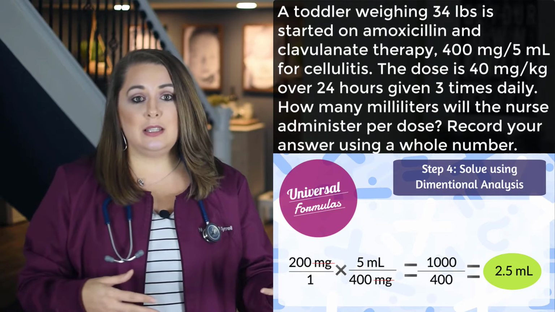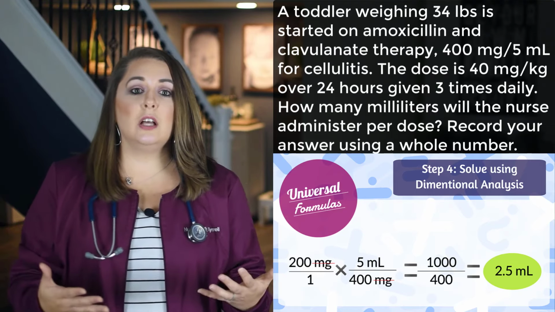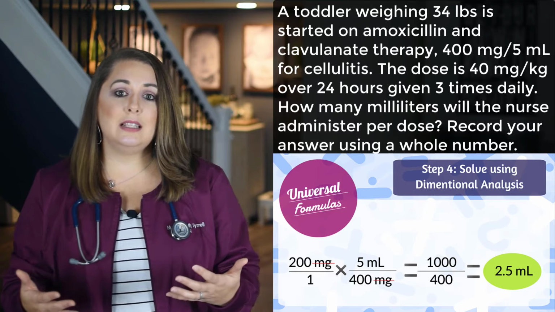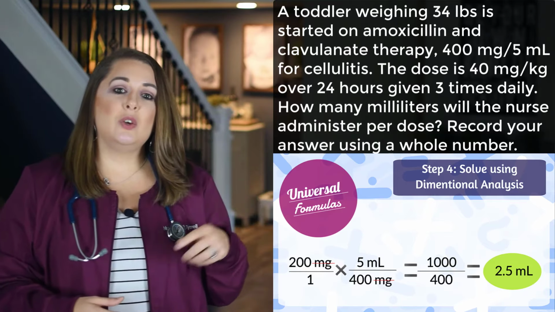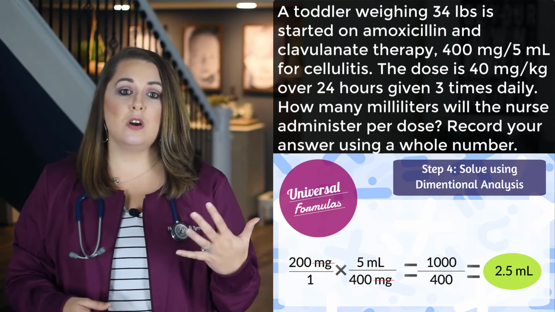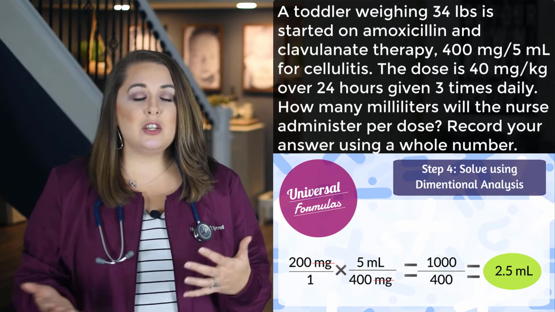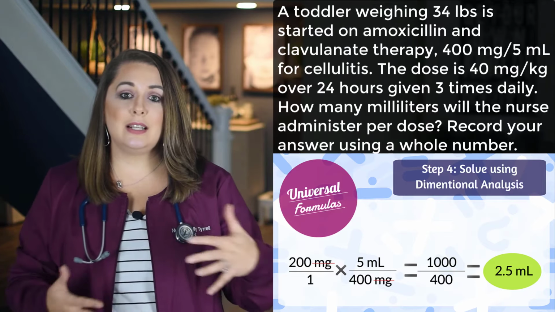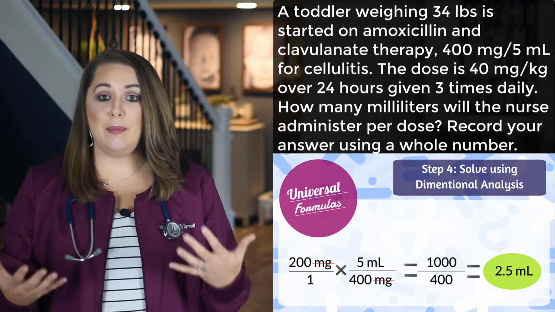So for this question, the supplied concentration is 400 milligrams per 5 mL. So to solve this part, you want to use dimensional analysis and you're going to set up your problem something like this. So you have 200 milligrams over 1 times 5 mL over 400 milligrams. So again, just remember with dimensional analysis, you want to make sure that everything cancels out except for the unit that you're actually solving for, which in this question is going to be mL.